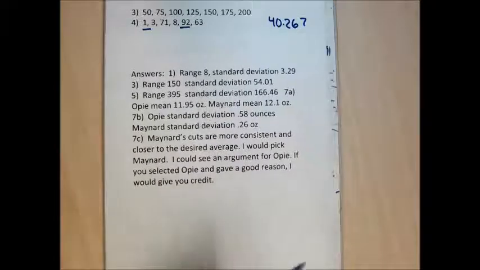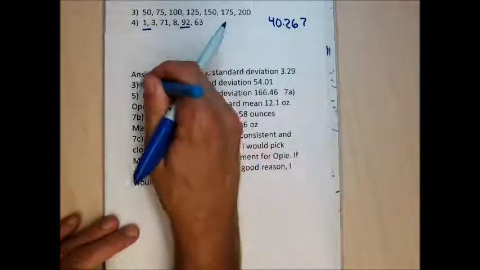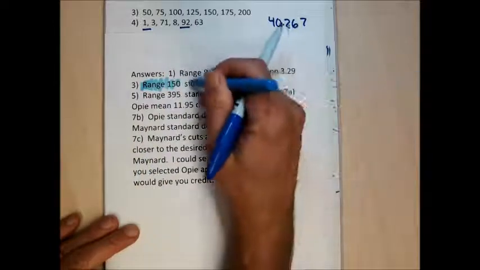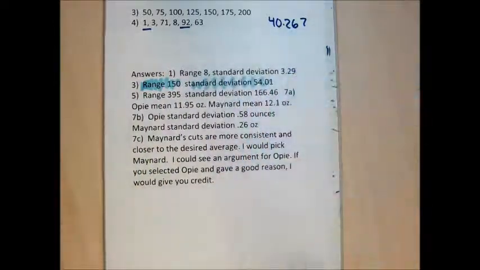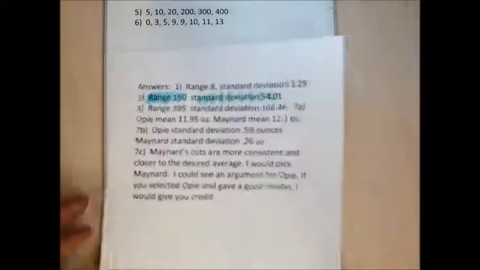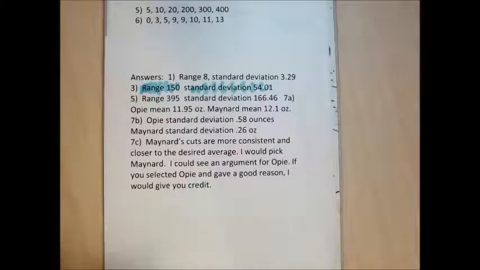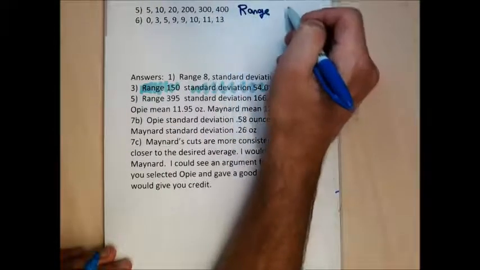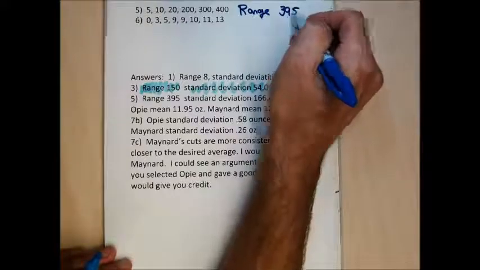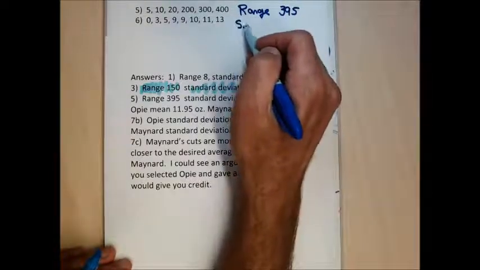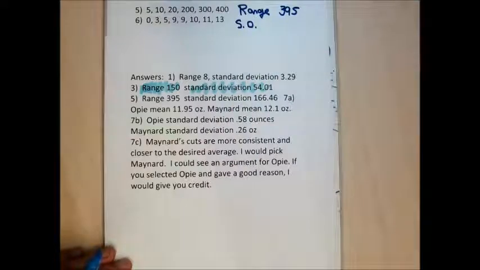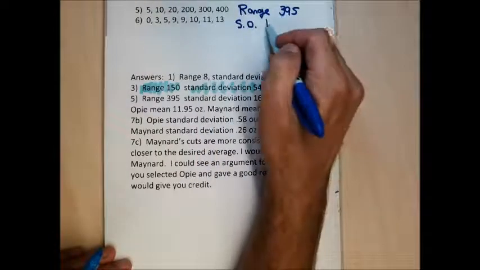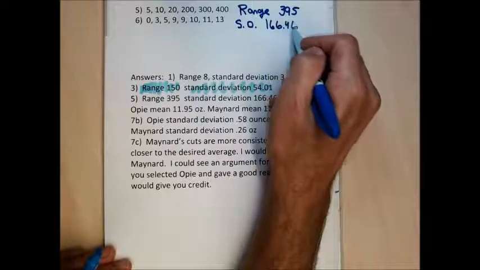When you get your answer for problem 3, assuming my key is correct, I have a range of 150, and for the standard deviation I have 54.01. Let me flash 5 up here and you can pause the video. I won't even do 6 because I'm assuming you can do this. For number 5, hopefully you can quickly get the range because that's the easy one. It's 395, and then hopefully you can get the standard deviation. I might be lazy and write S.D. to mean standard deviation rather than writing out the whole word. And I get 166.46.